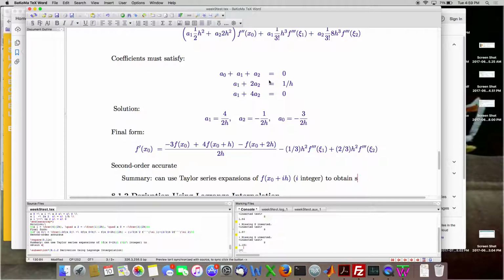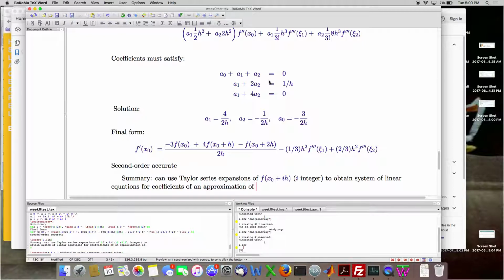To obtain a system of linear equations for coefficients of an approximation of f prime x naught. Now that's what I've demonstrated here today, but we've seen how the same idea can be used for a second derivative. That's in section 2.1. Again, you're combining, it's just that you want a different term to stick around. Of course, the more points you use, the more of a pain it is to solve a system of linear equations. You may enlist the help of MATLAB or other software to do that.